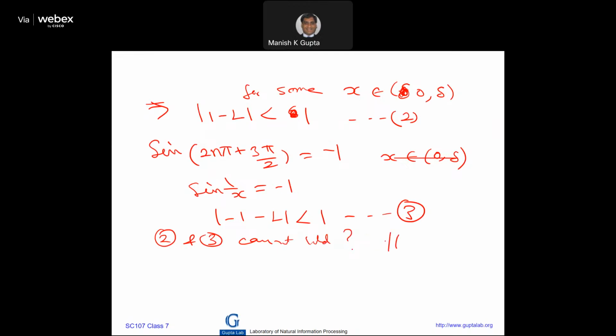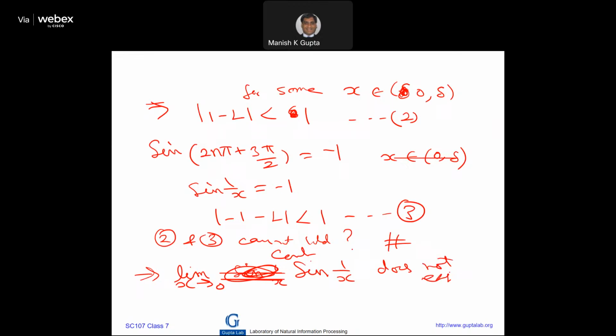So contradiction. This implies that our assumption was wrong. So limit x tends to 0 of sine 1 by x does not exist. This is very bad pen. Actually, I am not sure what is happening. So this is very easy, showing that something does not exist.